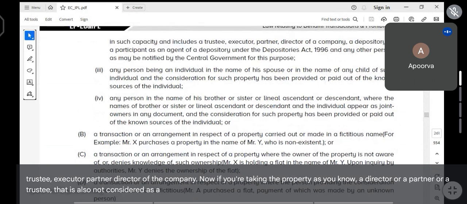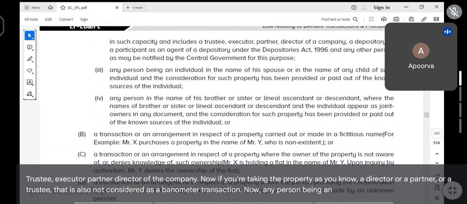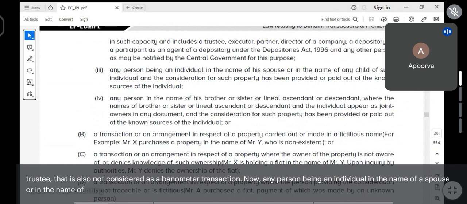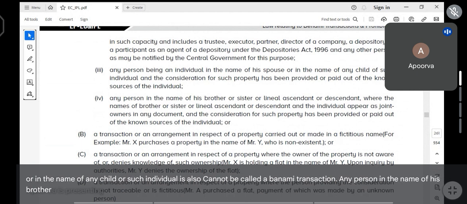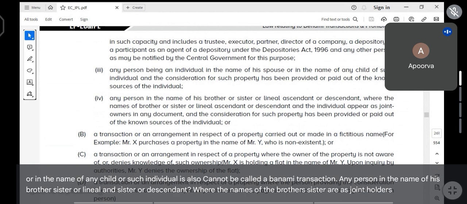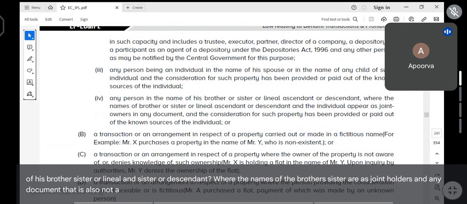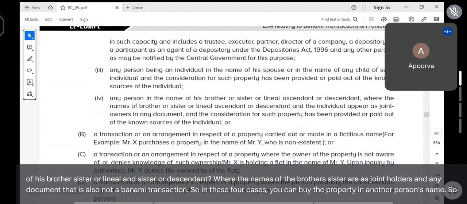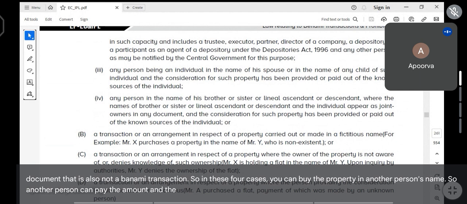Now, if you're taking the property as a director or a partner or a trustee, that is also not considered a benami transaction. Any person, being an individual, in the name of his spouse or in the name of any child, is also not a benami transaction. Any person in the name of his brother, sister, or lineal ancestor or descendant, where the names of the brother, sister are joint holders in any document, that is also not a benami transaction. So in these four cases, you can buy the property in another person's name. Another person can pay the amount and the property can be in another person's name. That is perfectly all right.